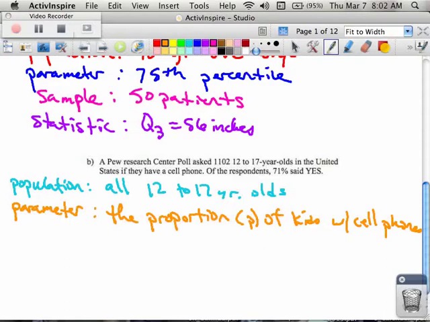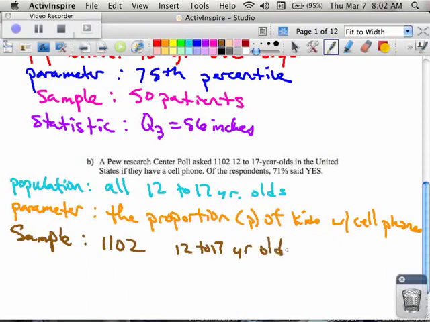Next. The next one was the sample, 1102 12 to 17-year-old respondents, right? Is that what they said? Respondents. I'll use the same word, respondents.